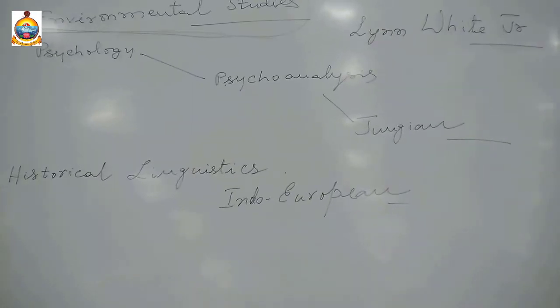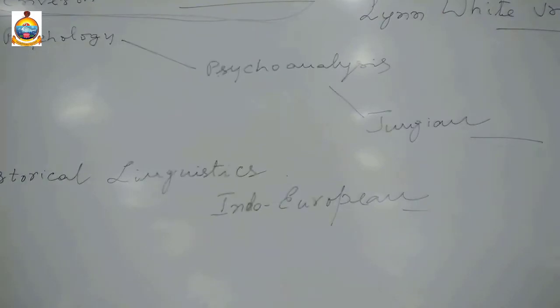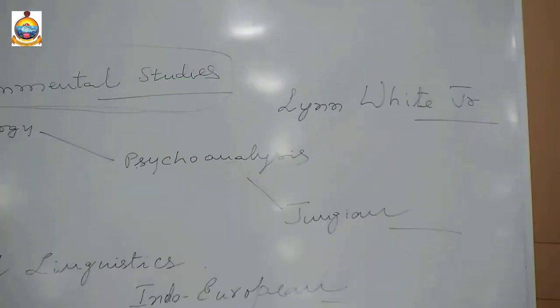Lynn White Jr. is an American historian who traced the origins of this ecological crisis and said that the ecological crisis started because of Genesis of the Bible. Why? In what way is Genesis of the Bible connected to the ecological crisis?